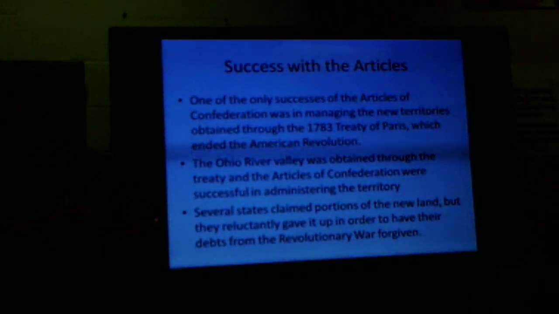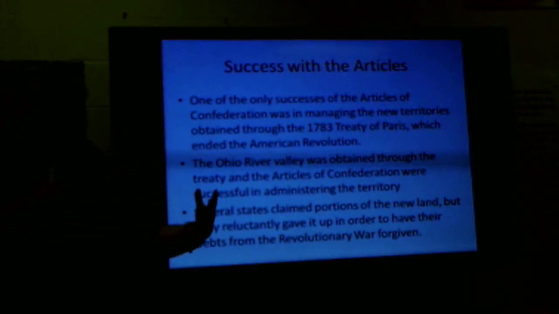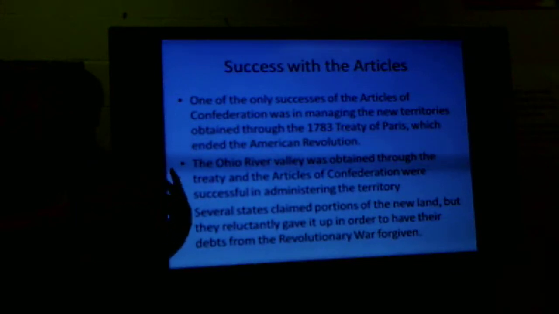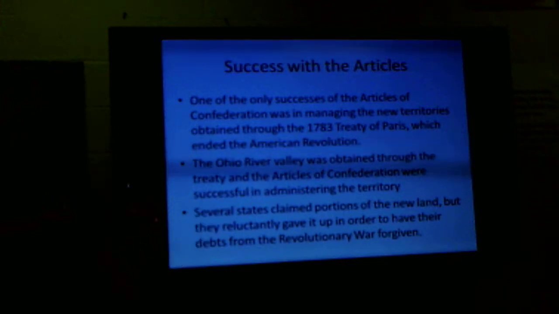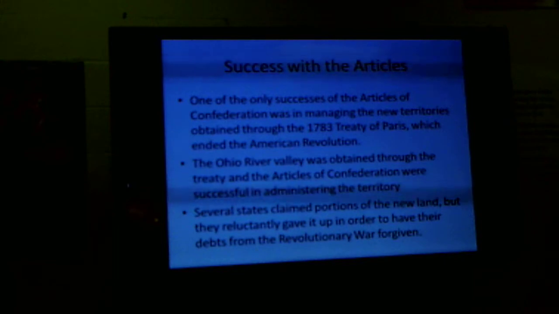Now, after we win the American Revolution, we've got all this new land in the Ohio River Valley that we've got to figure out how to manage. So we're operating under the Articles of Confederation, so we have to do something with that land. And that land was what we got with the 1783 Treaty of Paris, which ended the American Revolution. The Ohio River Valley was obtained through the treaty, and we were successful in administering it at least till we got the new Constitution. Several states claimed a portion of the new land, but they reluctantly gave it up in order to have their debts from the Revolutionary War forgiven.